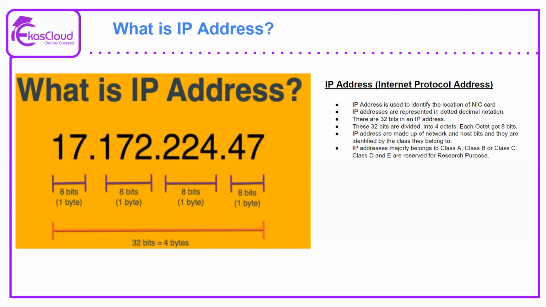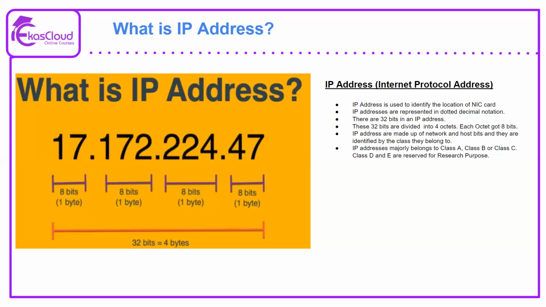How are we going to represent this? Due to internet standards, we are going to classify IP addresses as class A, class B, and class C. Class D and E are reserved for research purposes. We're not going to talk much about class D and class E, but we are going to talk about class A, class B, and class C.